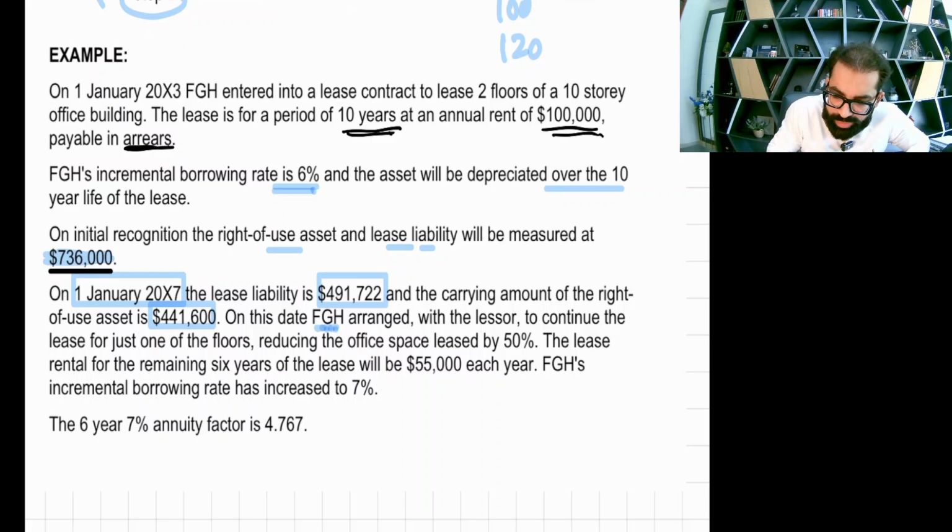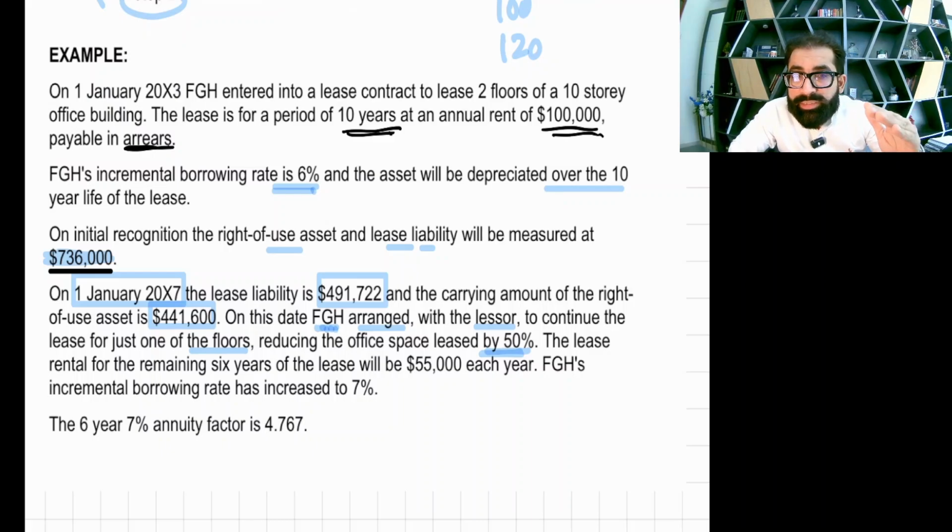On this date, FGH arranged with the lessor to continue the lease for just one of the floors, reducing the office space leased by 50%. Now see, so it's a discontinuation, it's a reduction, not increment. If it would be increment, then we would have met the criteria. So no more criteria met for the separate lease. Out of 2 floors we left 1 floor, so only half is left.